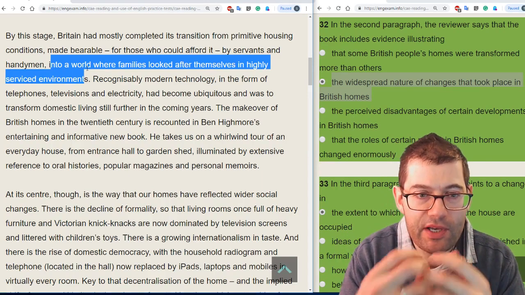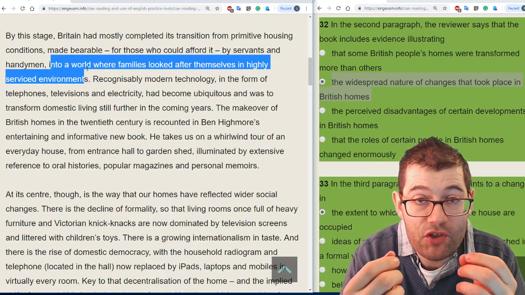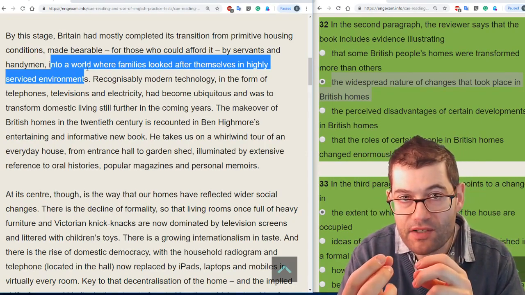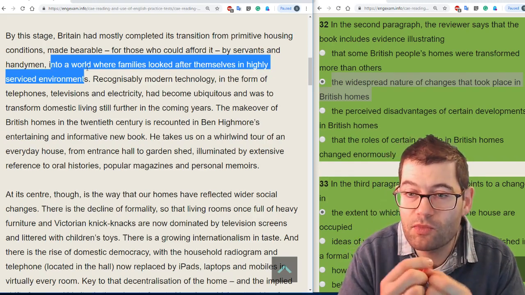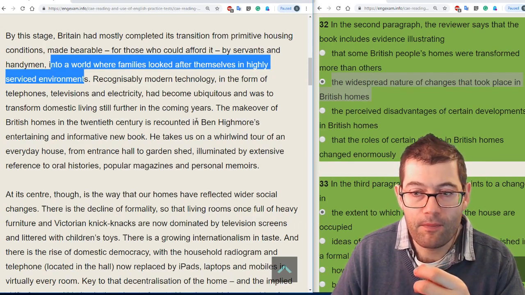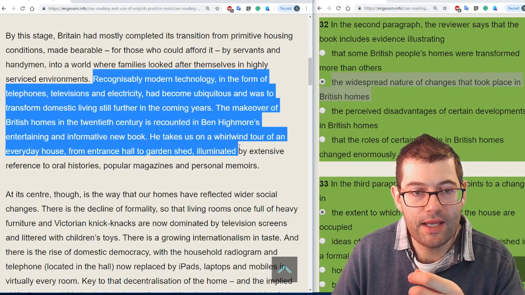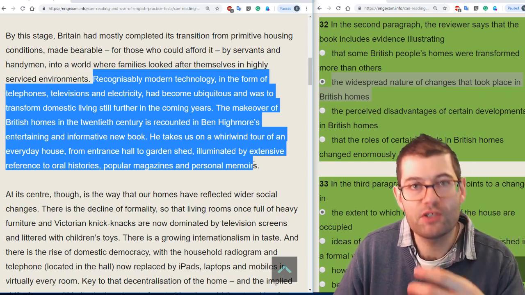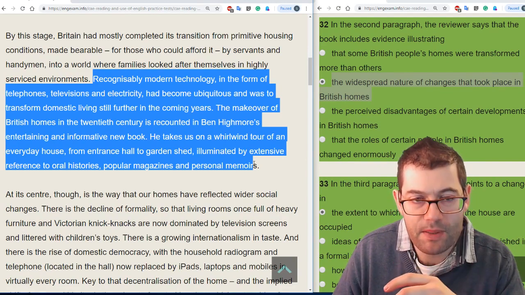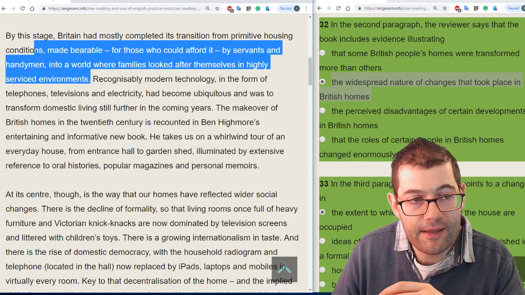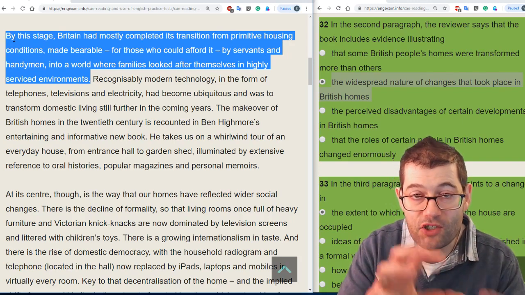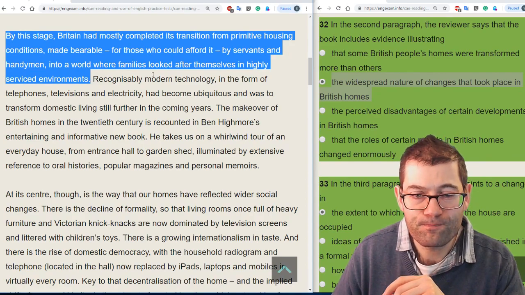So that in itself suggests the widespread nature of changes. It's not just a small change, because primitive housing to highly serviced environments is a big change. It's not a small change. That relates to widespread nature of changes. And of course, what follows then is the development of how this happened and the things that are used and so on, so on. And it goes into a little bit more discussion. But the text that gives us our answer is rather this comparison of times that suggests a big change.